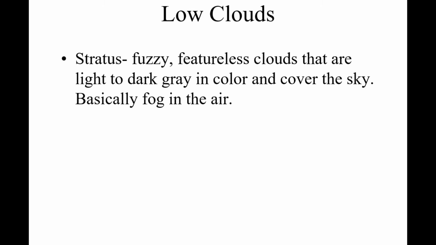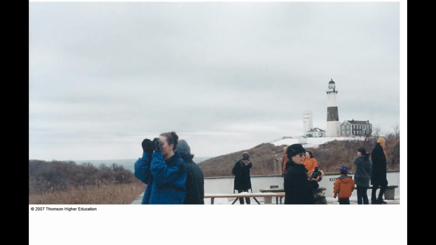They're fuzzy, featureless clouds that are light to dark gray in color. They cover the sky, and basically it's like this fog that's in the air. And for the most part, as I'm looking out my window, I'm seeing that. And here is a picture of stratus clouds. Pretty much that blanket of gray clouds overhead.